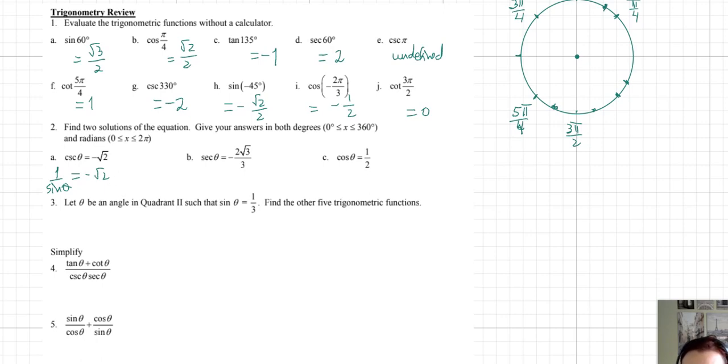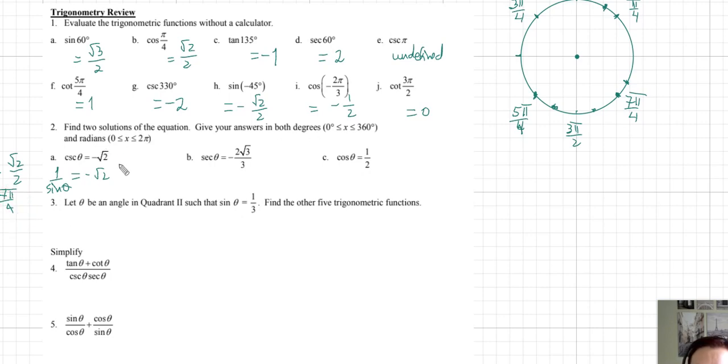I'm going to put it over here. So sine theta has to be equal to negative square root of 2 over 2. So it's going to be a value either over here or over here. So that means that our angles are going to be, this is 5 pi over 4. This would be 7 pi over 4. So theta is 5 pi over 4 or 7 pi over 4 if we give the answers in radians.